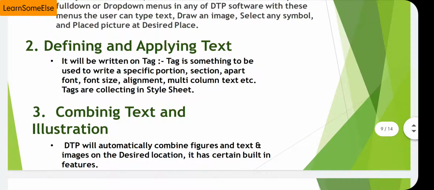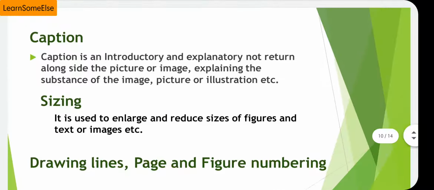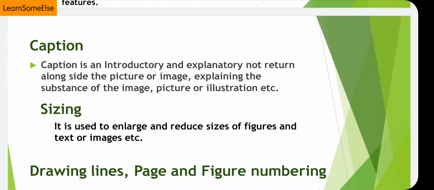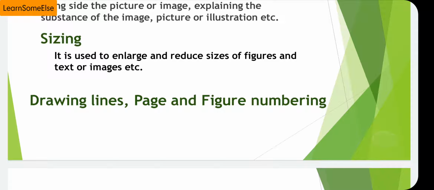And third one is combining text and illustration. DTP will automatically combine figures and text and images on the desired location. It has certain built-in features. And next one is caption. Caption is an introductory and explanatory note written alongside the picture or image. And reduce sizes of figures and text or images, etc. And next, both are drawing lines and page and figure numbering.